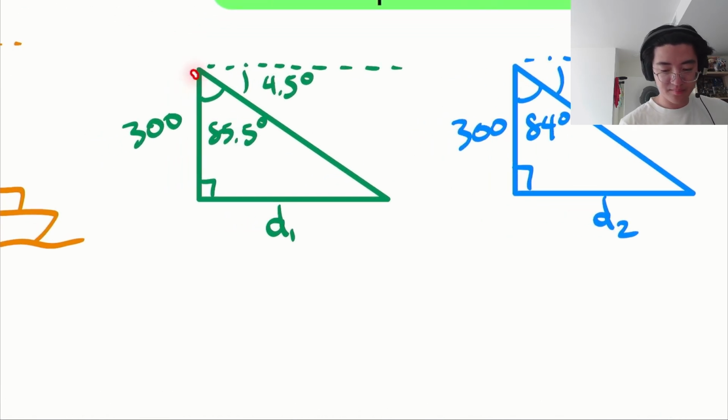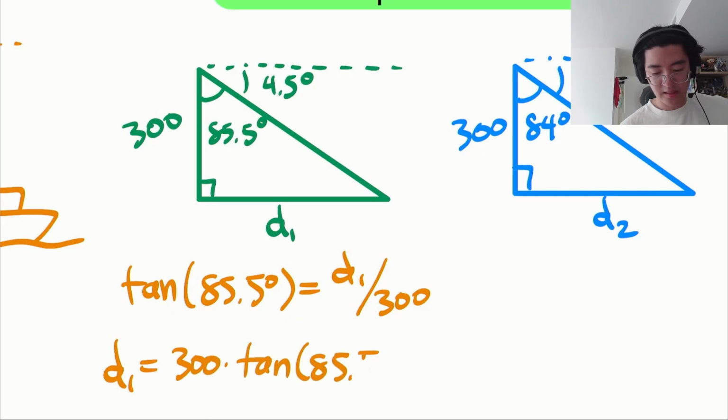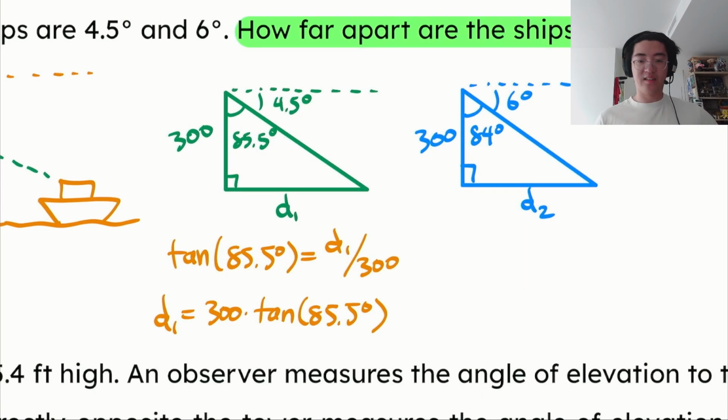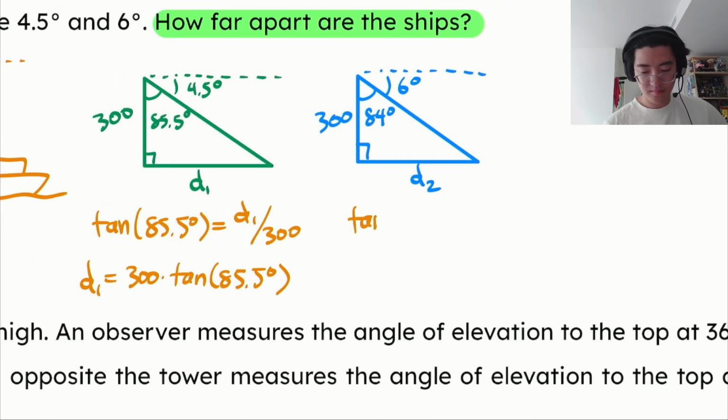So from there, we have the angle, that's the opposite, that's the adjacent. So we just use tangent. So it's opposite over adjacent. So D1 is 300 times tangent of that. Right, do not round yet. Remember to round at the very end. So keep it as it is. Opposite over adjacent.